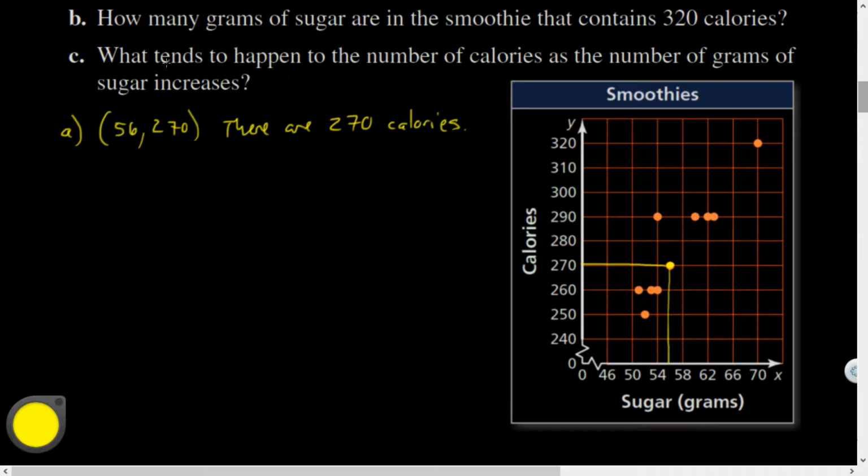Okay, that makes sense. Then it says B, how many grams of sugar are in the smoothie that contains 320 calories? All right, I'll work in a different color here. Which one has 320 calories? So I'm going up the line. Well, it's none of these ones. Wow, a bunch of these ones were tied with each other. 320, if I follow that across, here's the smoothie that they're talking about. How many grams of sugar were in there? That's the point 70, 320. And so I would say there are 70 grams of sugar.